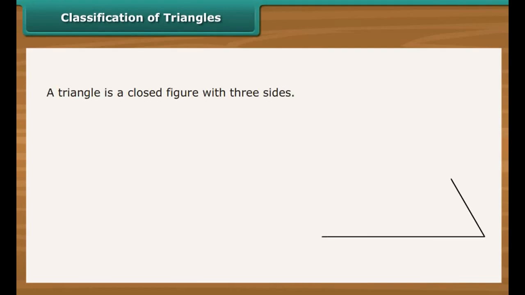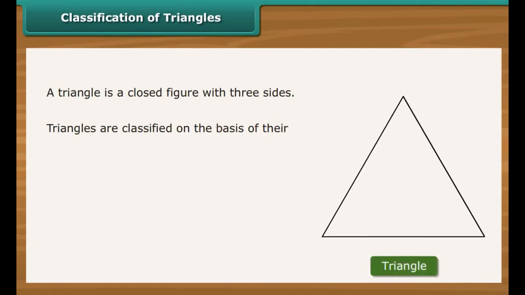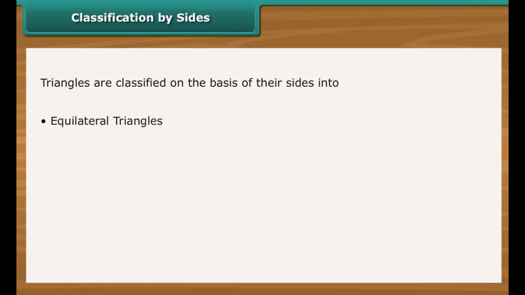Classification by sides. Triangles are classified on the basis of their sides into equilateral triangles, isosceles triangles, and scalene triangles. Triangles in which all the three sides are equal are known as equilateral triangles. All the angles of equilateral triangles are also equal.